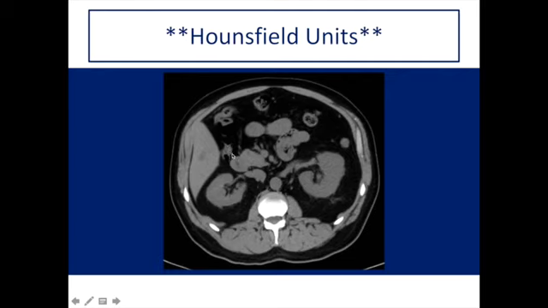It calculates the density of tiny voxels. A voxel is like a 3D pixel or a volume pixel. That's where it gets its name from. Picture the body as being made up of millions and millions of tiny cubes. CT calculates the density of all these little cubes of tissue and then displays that density. How dense a given cube or voxel is can be graded on a scale, and that scale is called the Hounsfield unit scale.